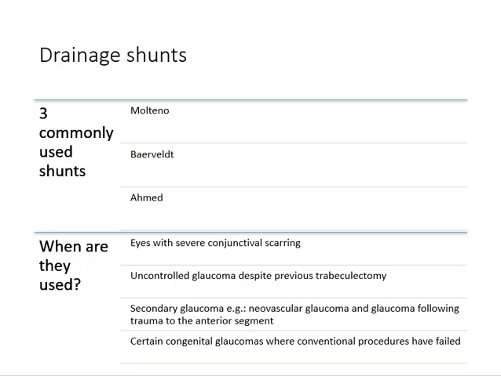These are mostly used in patients that have severe conjunctival scarring. They might have uncontrolled glaucoma despite previous trabeculectomy, for example. They could have secondary glaucomas like neovascular glaucoma, or if they've had a traumatic event to the anterior segment, they might have developed glaucoma, and a drainage shunt could be used in that instance. Or in certain congenital glaucomas where conventional therapies have been tried but they haven't been successful.